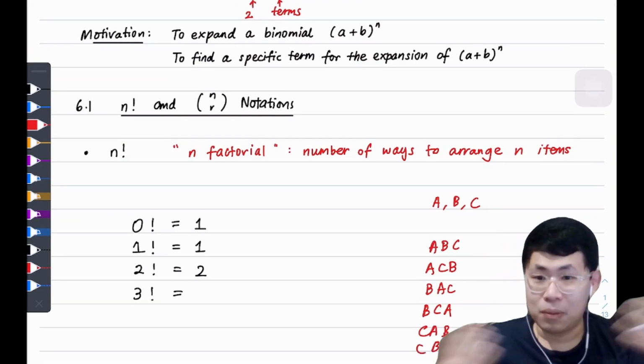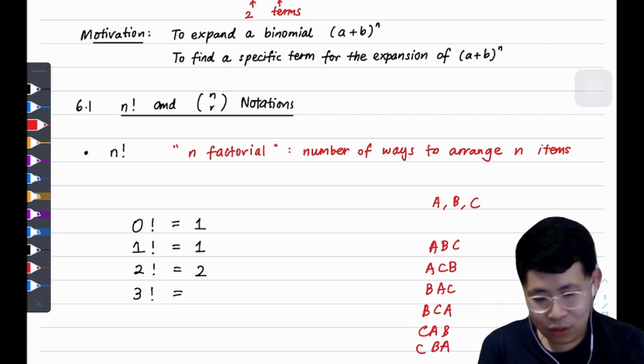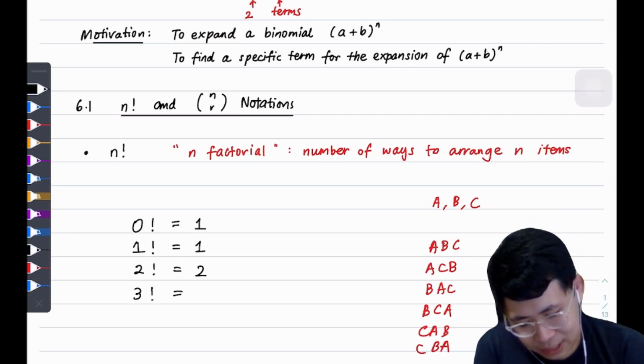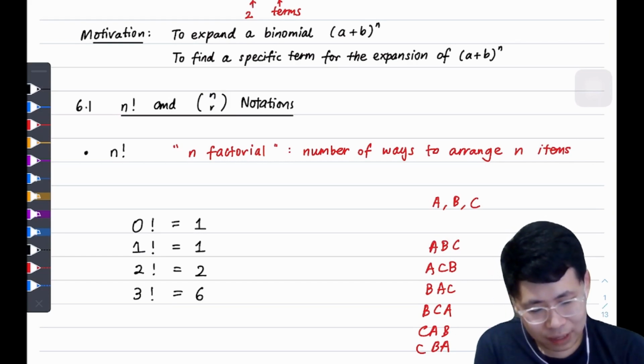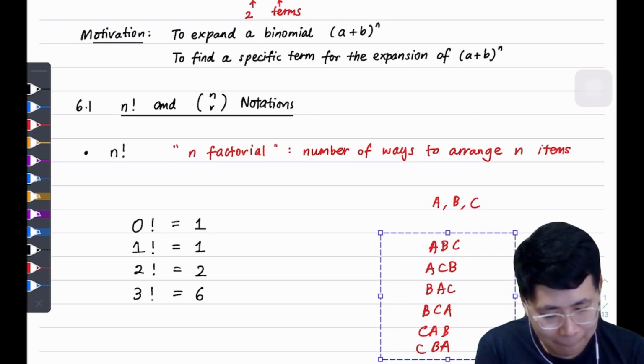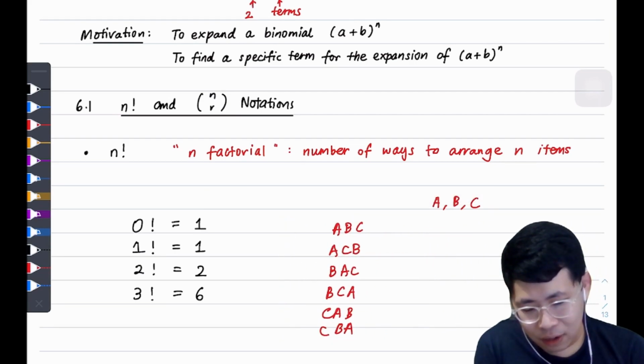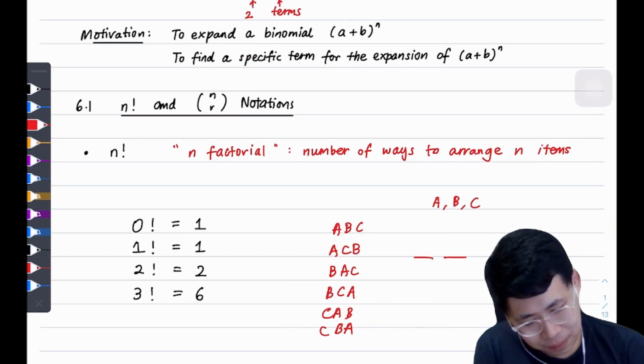And I think this is all the possibilities, right? So how many ways can we do so? We have 6 ways. So actually 3 factorial is 6 ways to do so. But instead of counting out manually how to do so, you can think of it in terms of this.